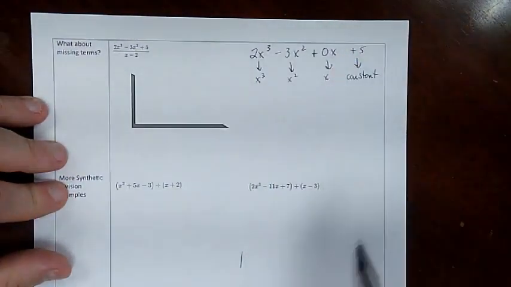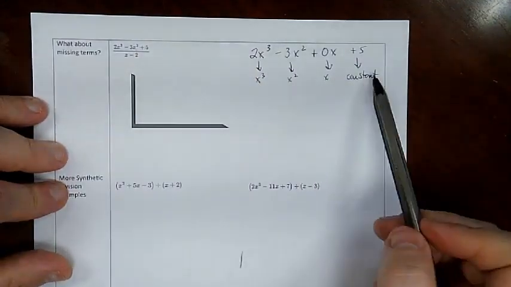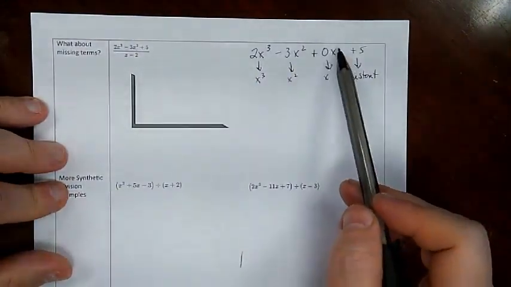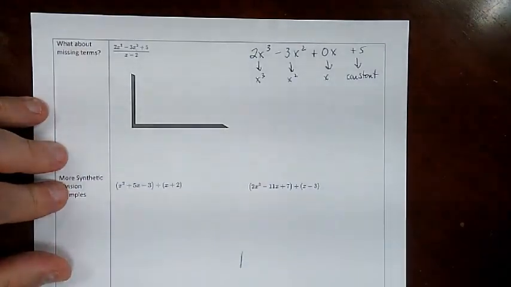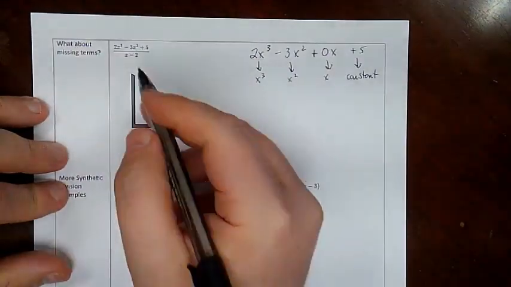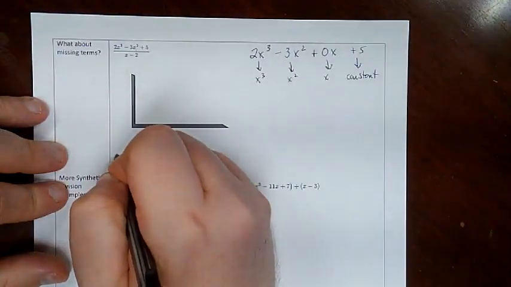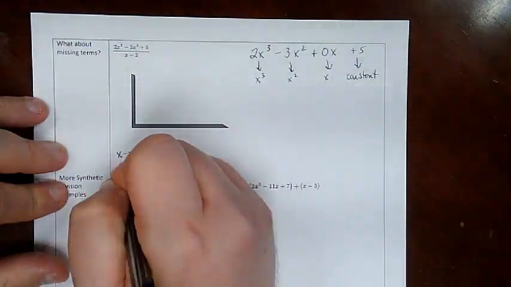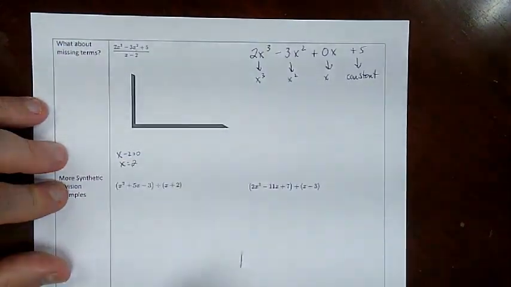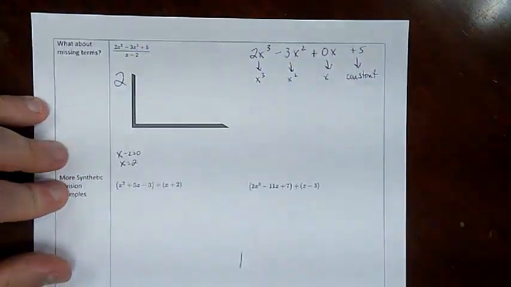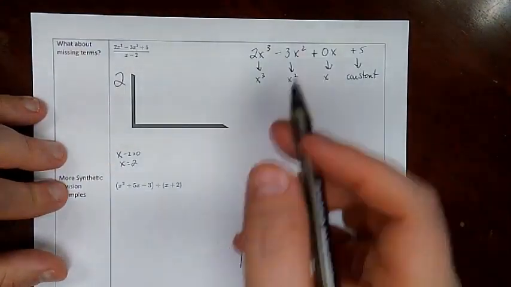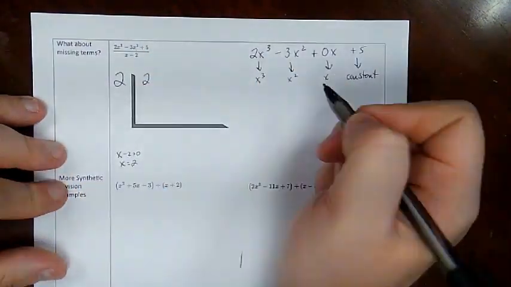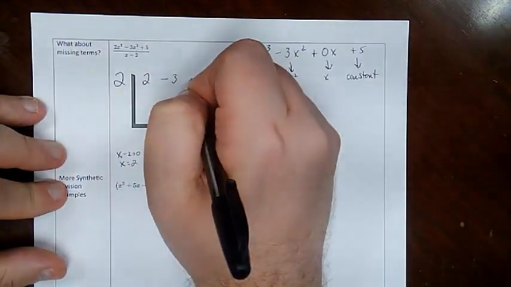So when I go to put in my coefficients, I need to make sure that I include that 0 because it has a place. It's a placeholder. So I'm going to start the same way I always do. I'm going to say x minus 2 equals 0, which gives me x equals positive 2. That is the number that goes up here, my root. I'm going to write my coefficients, 2, negative 3, 0, 5.